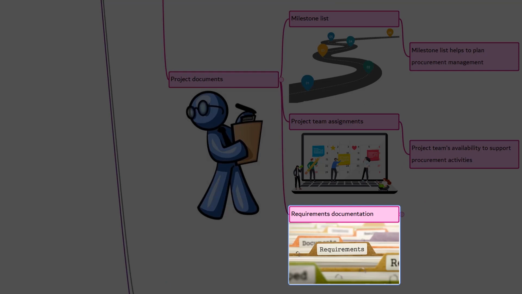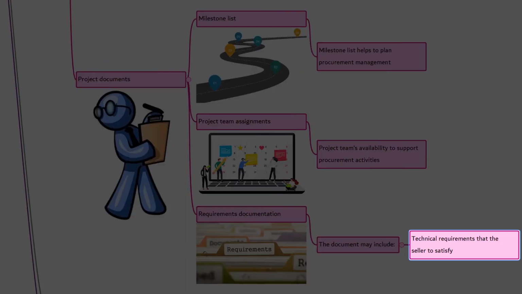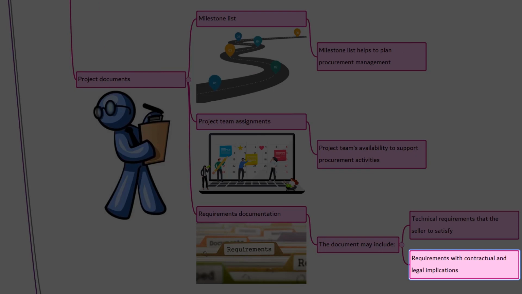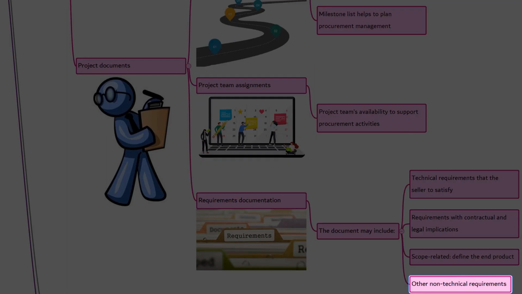Requirements documentation. The requirements document helps to plan procurement with sellers. The document may include technical requirements that the seller is required to satisfy, and requirements with contractual and legal implications, including health, safety, security, performance, environmental, insurance, intellectual property rights, equal employment opportunity, licenses and permits, etc. The scope related requirements will help to define the end product, service, or result provided by a seller. In addition, this documentation includes requirements for communication, project management practice, reporting, quality, and risk management.